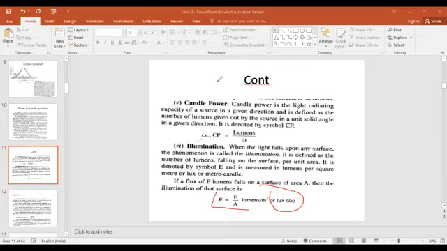Okay, all of you clear on this? Yes, sir. Now, the formula is important. This formula is very important to solve numericals: E = F by A. This is also an important formula for solving numericals.